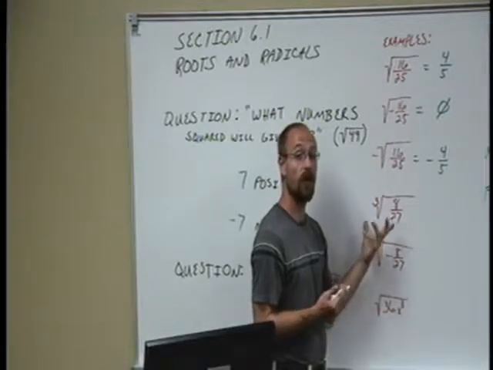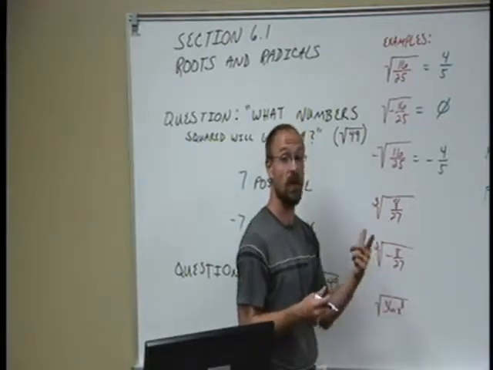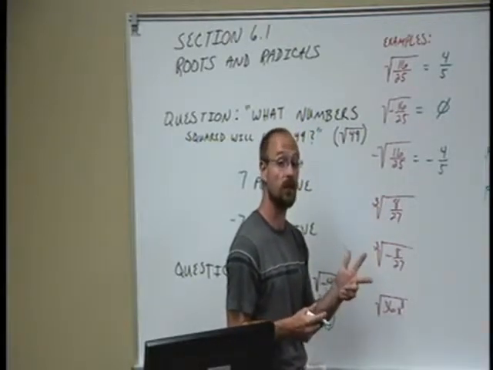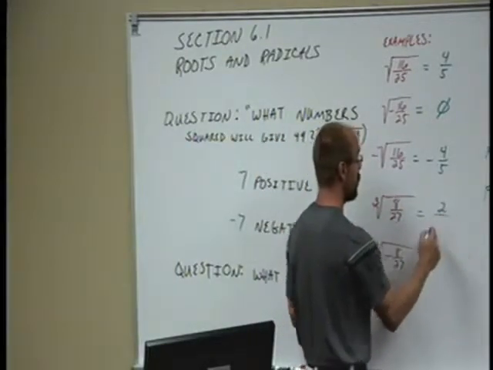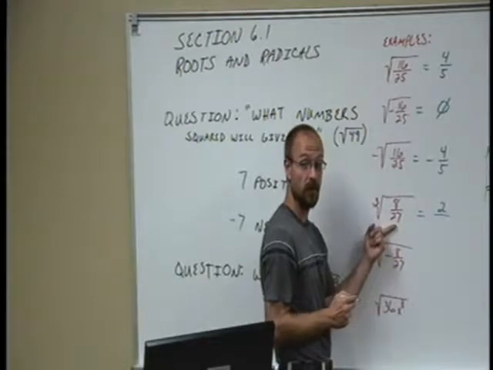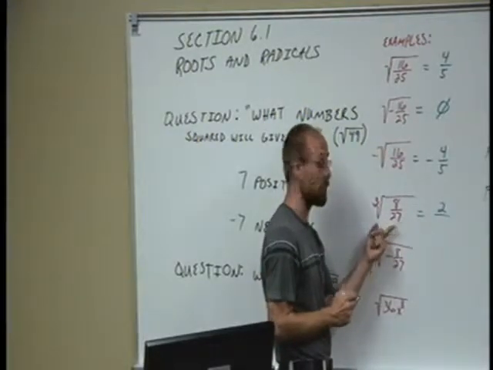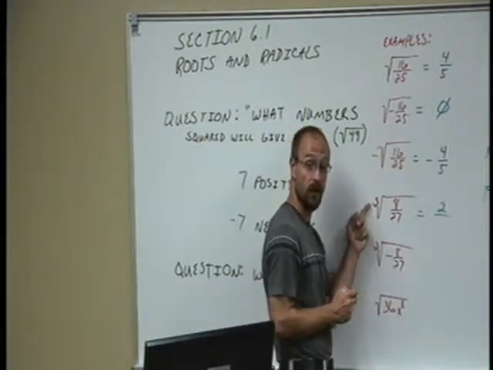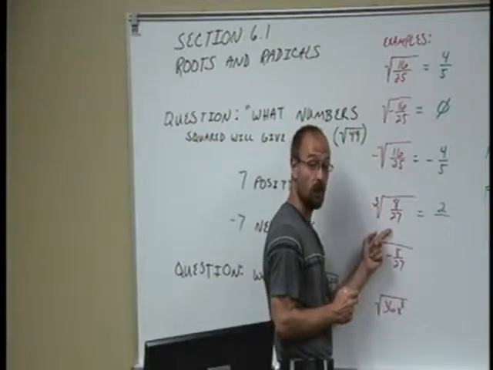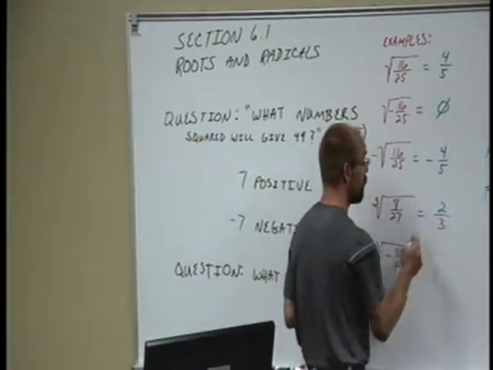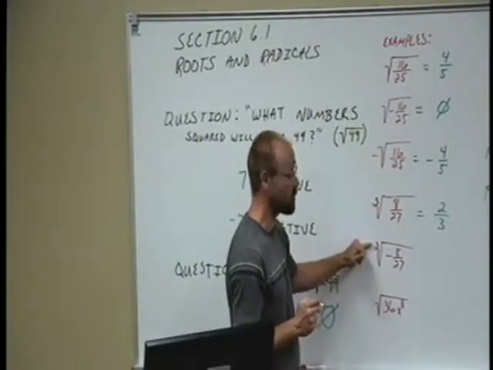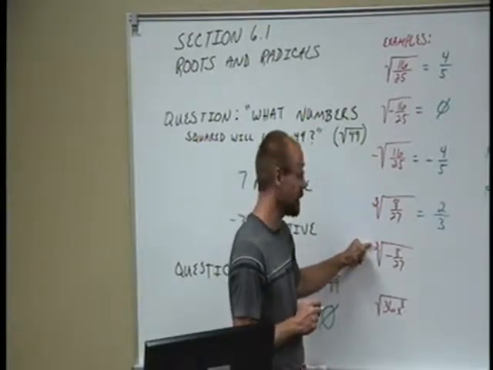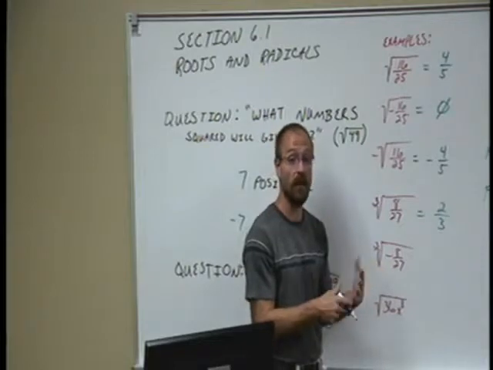Well, hopefully we recognize 8 as being 2 times 2 times 2, a perfect cube number. So the result here would be 2 over 3 times 3 times 3 gives us 27. So what number to the third power would result in 27? Well, that would be 3. So this is 2/3.